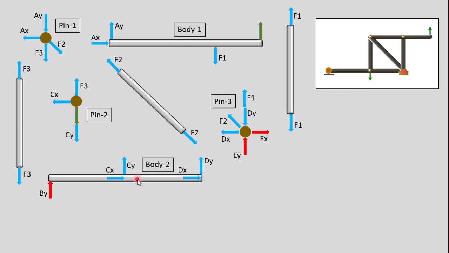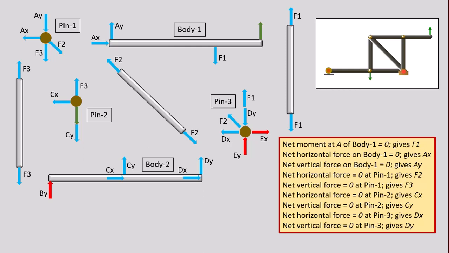Body 2, 4 unknowns, we can write only 3 equations. We cannot solve this. But here, body 1 has 3 unknown forces, Ax, Ay, and F1. And we can write 3 equations and calculate Ax, Ay, and F1. As soon as we calculate Ax and Ay, so now Ax and Ay are known. So this pin 1 now has only 2 unknowns, and we can solve for F3 and F2.